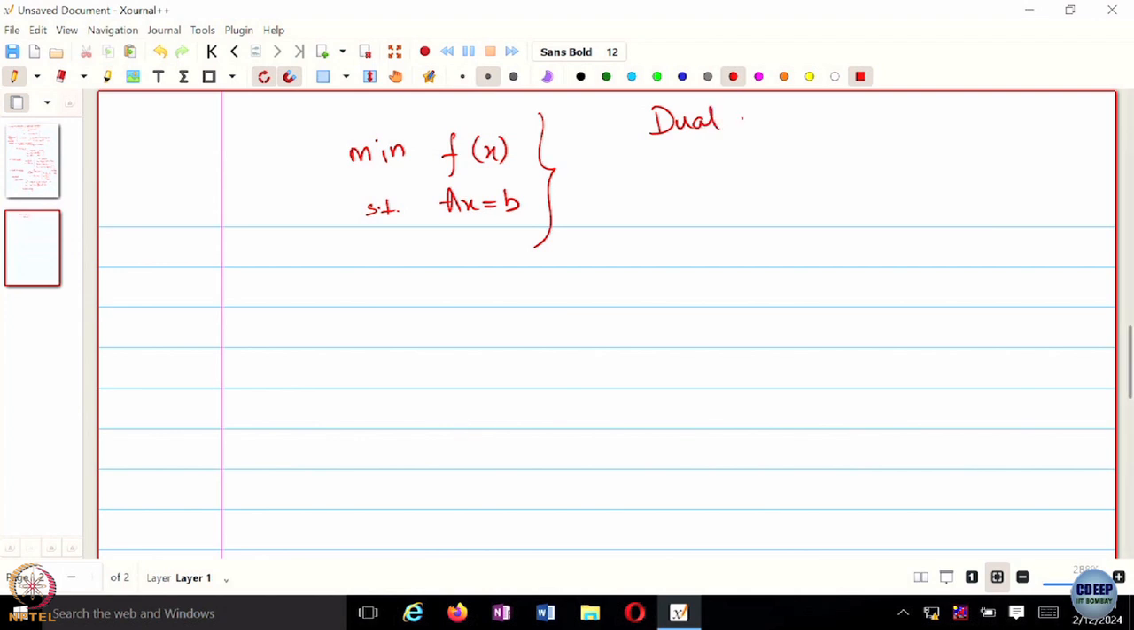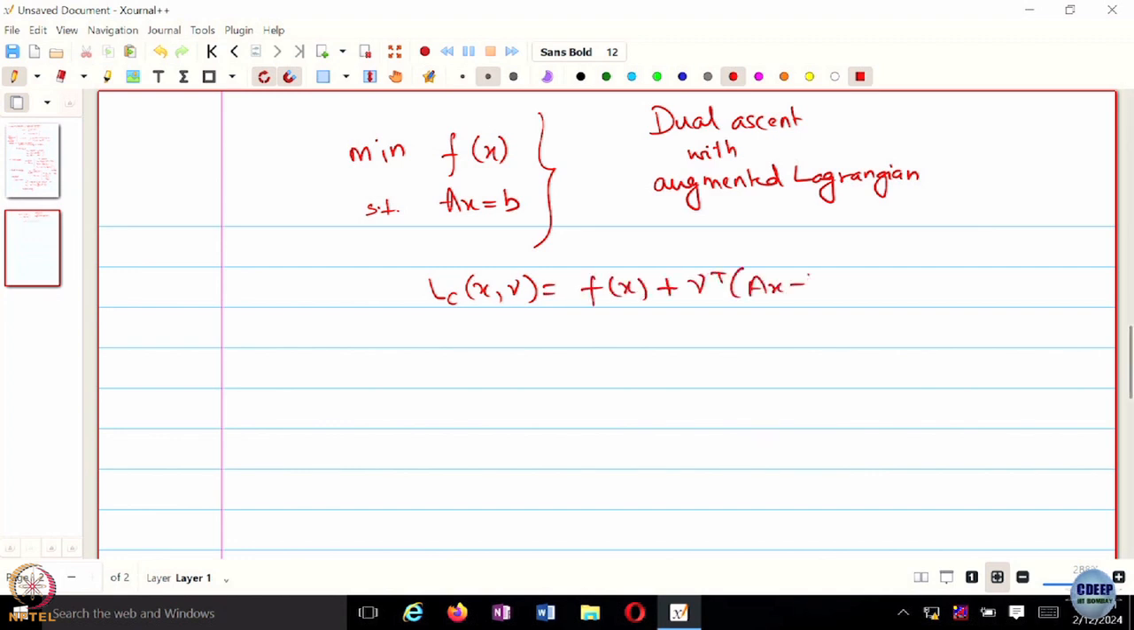And if I try to combine dual ascent with augmented Lagrangian, the augmented Lagrangian, for any c, for this particular objective, looks like f of x plus nu transpose (Ax minus b) plus the quadratic penalty. So even if your original f of x may have been decomposable into several block variables, this one would not be decomposable anymore, because you will get cross terms of the form x1 x2, x2 x3 and so on, right? So you cannot enjoy the nicer properties that you had with the augmented Lagrangian if you try to combine dual ascent with augmented Lagrangian.